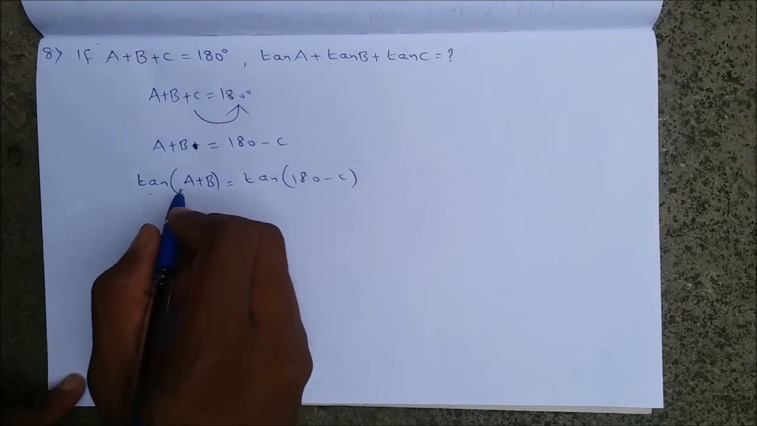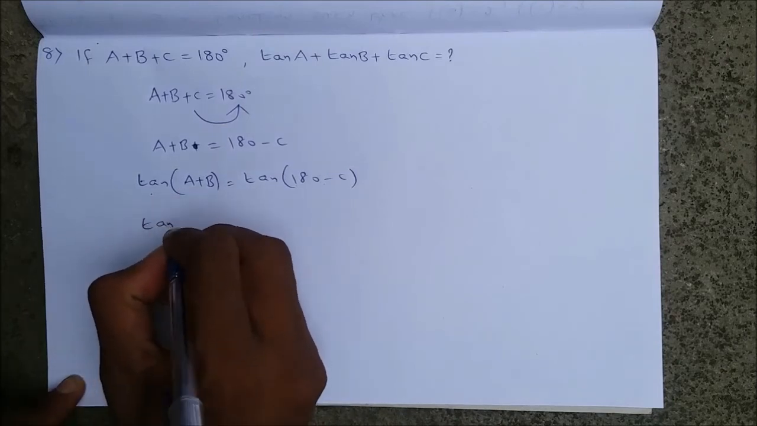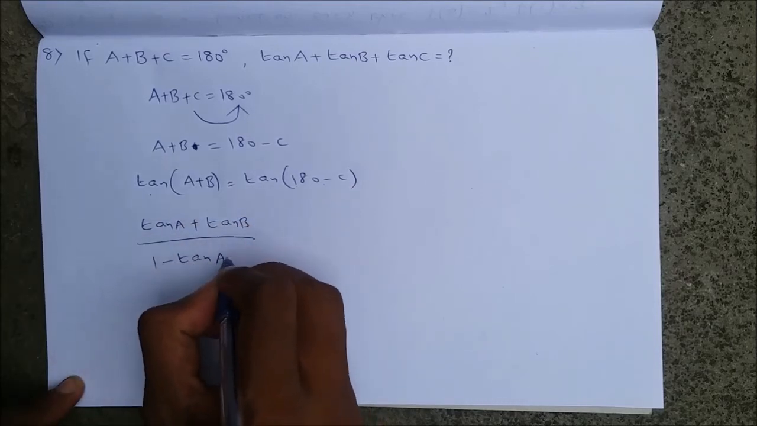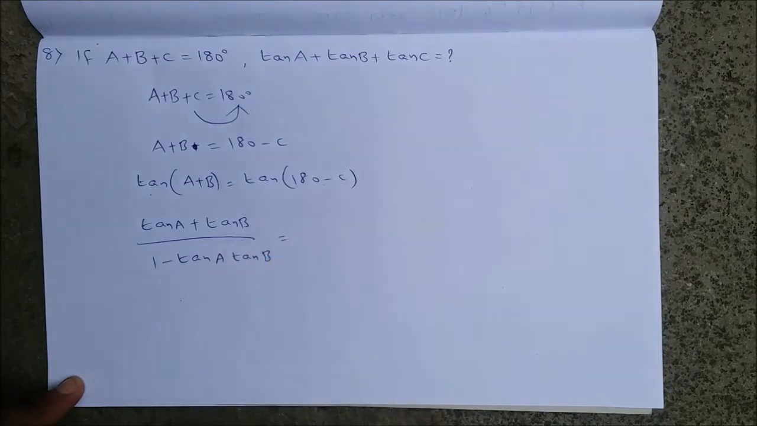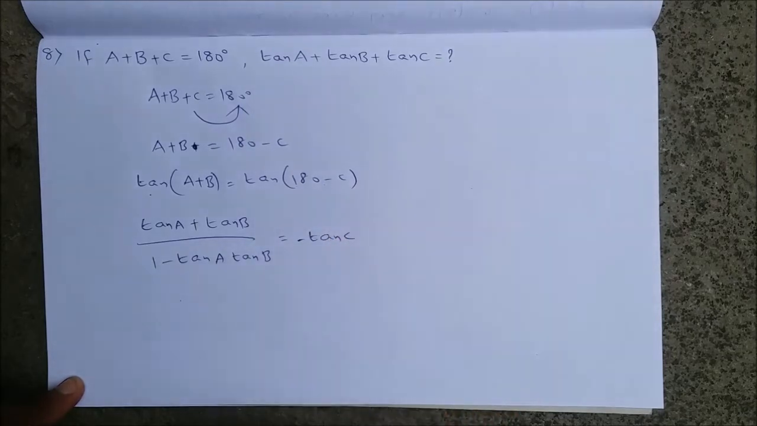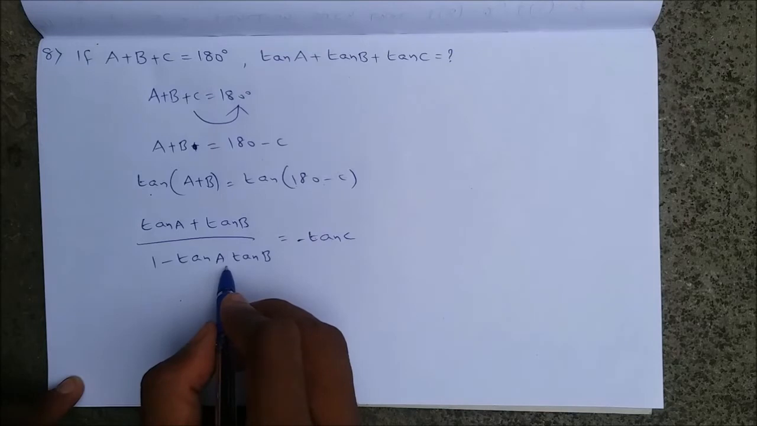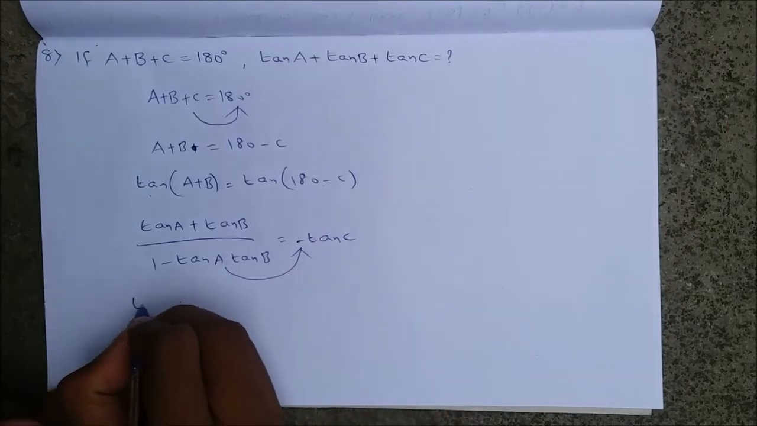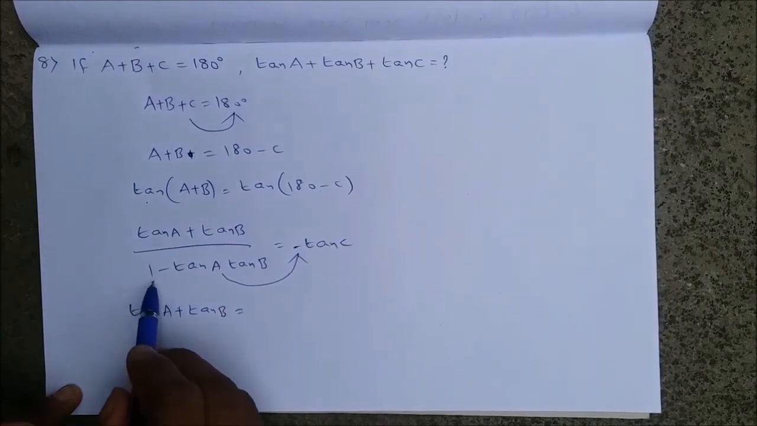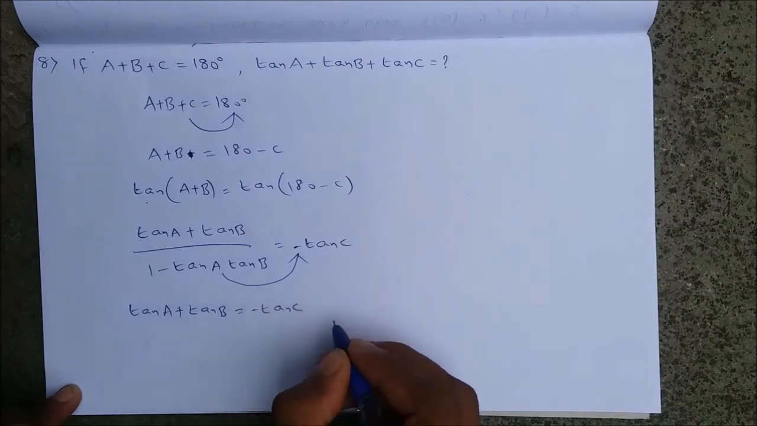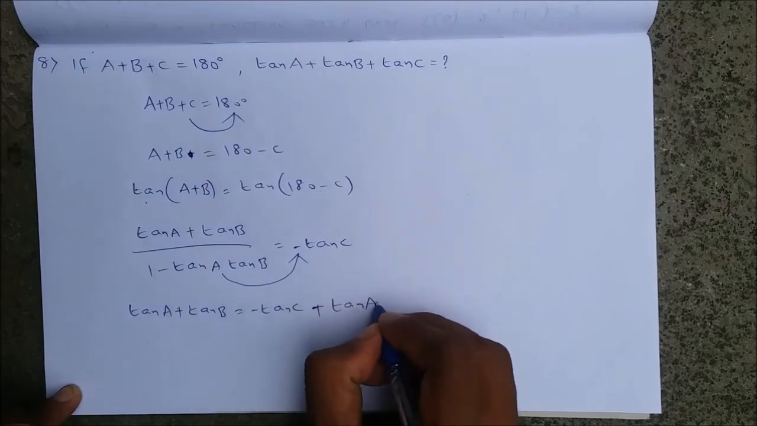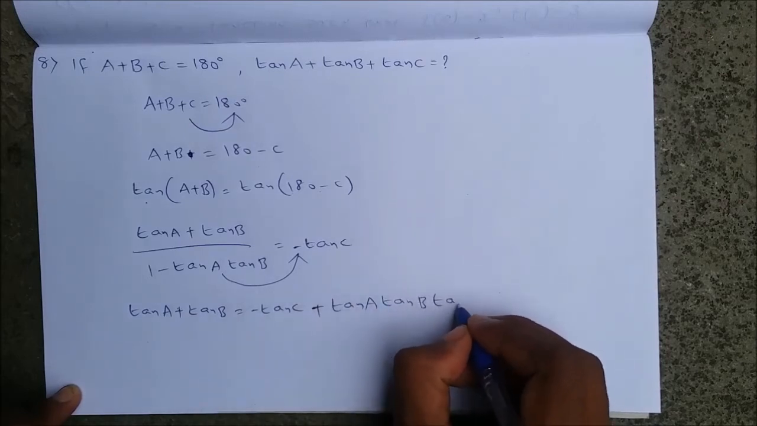Tan of A plus B formula: tan A plus tan B divided by 1 minus tan A tan B is equal to tan of 180 minus C, which is minus tan C. This total denominator I am taking to the right side. So the numerator as it is, that is tan A plus tan B is equal to 1 minus tan A tan B times minus tan C, minus into minus is plus, tan A tan B tan C.